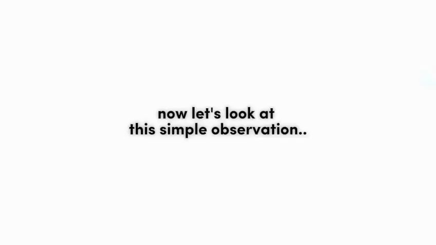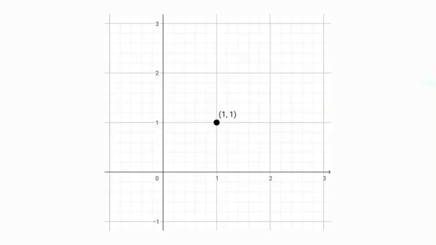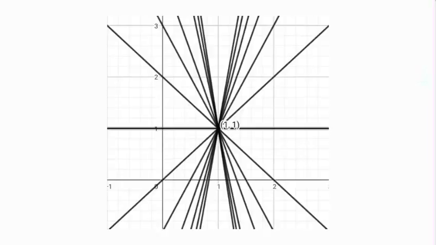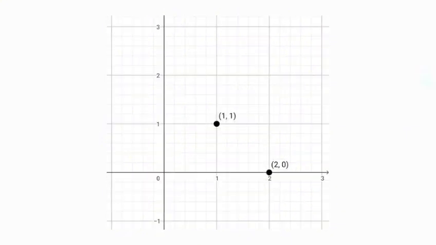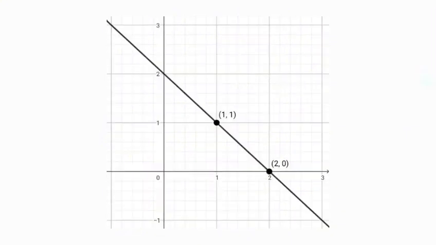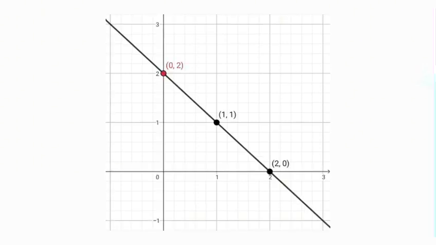Now let's look at this simple observation. If we have one point on the graph, there is an infinite number of straight lines that pass through this point. Each of these lines intersects the y-axis at a different point. However, if we have two distinct points on a graph, there is exactly one line that passes through both points, and this line intersects the y-axis at a unique point. From here, we can implement the secret code as the intersection point between a line and the y-axis, and the partial codes as two distinct random points on that line.